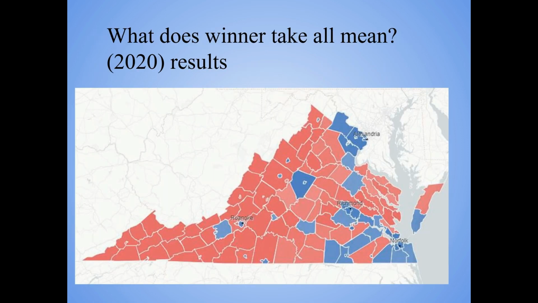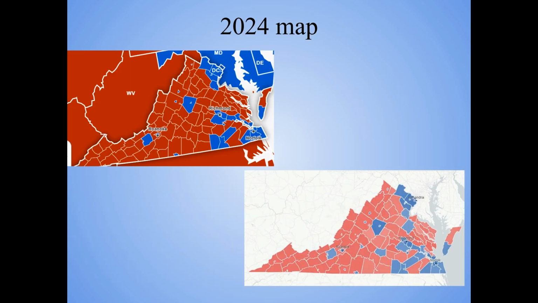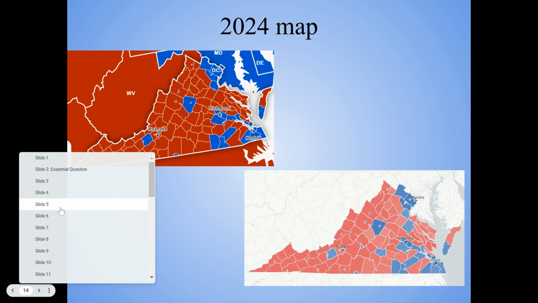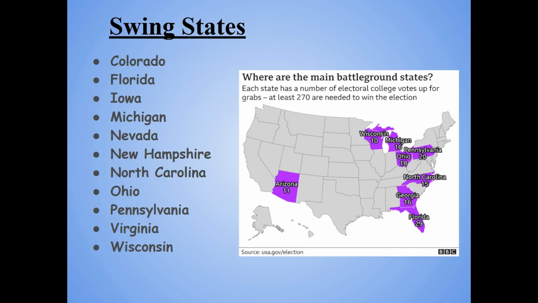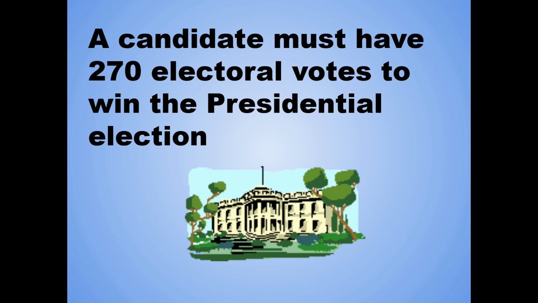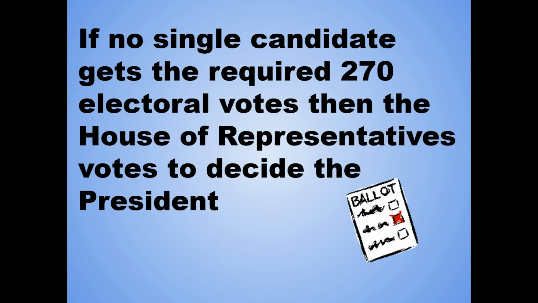And we live in Virginia, so I showed them the 2020 results, 2024 results. We also go on to some other results. We have Nebraska and Maine are your 2 not winner take all states, and then we have our swing states. So, a candidate must have 270 to win. And if no single candidate gets the required 270, then the House of Reps votes and decides the president.